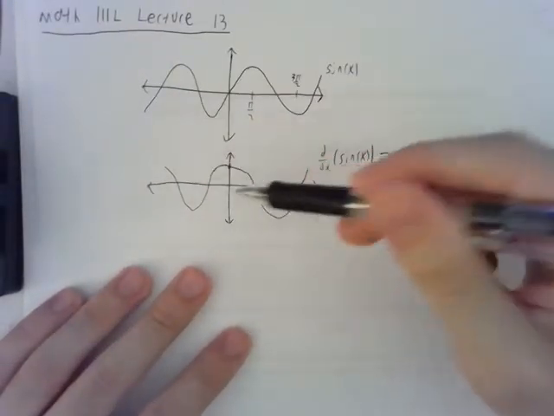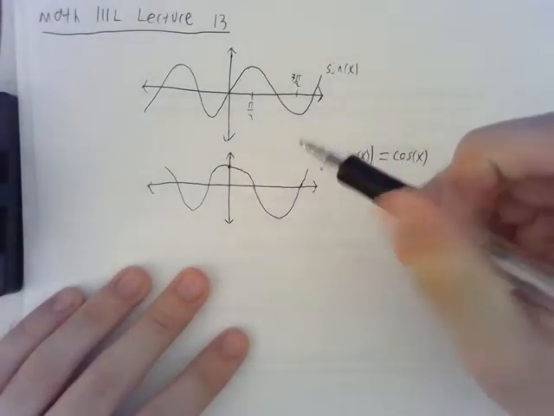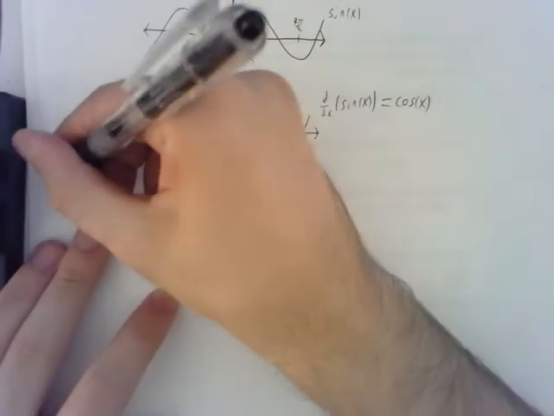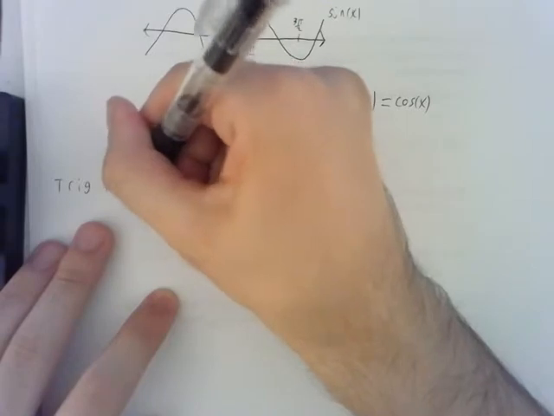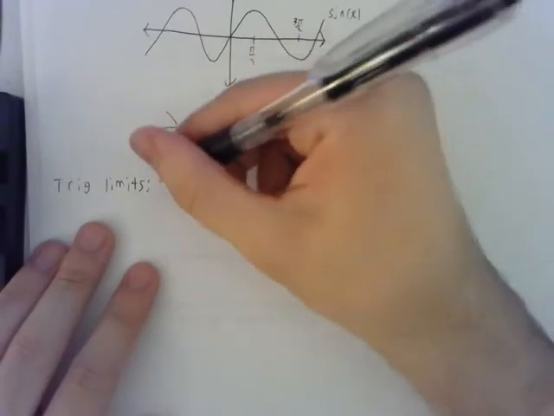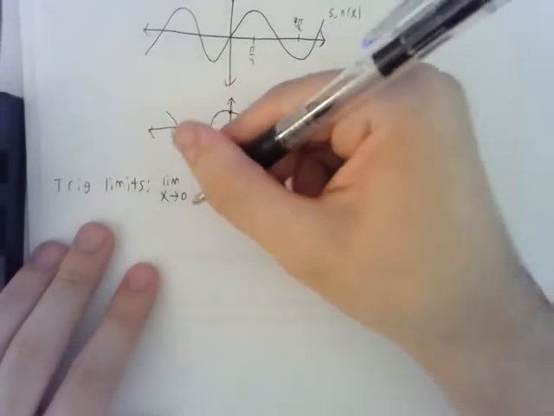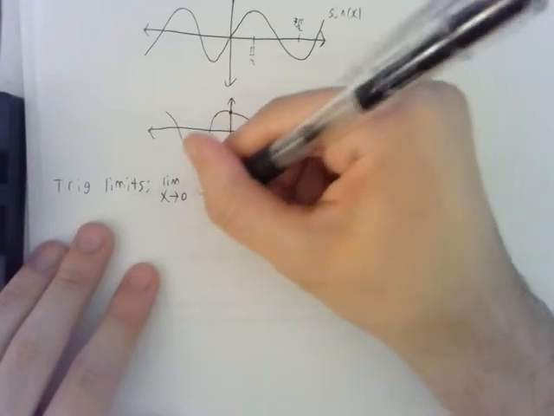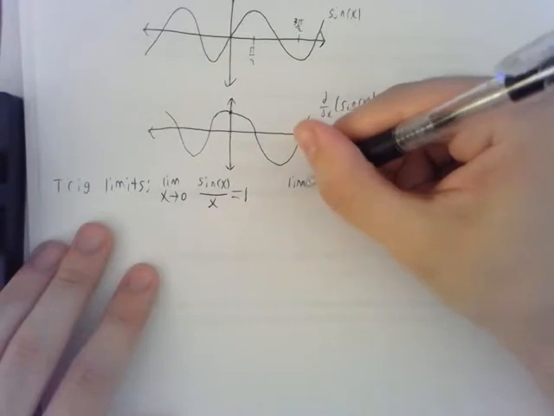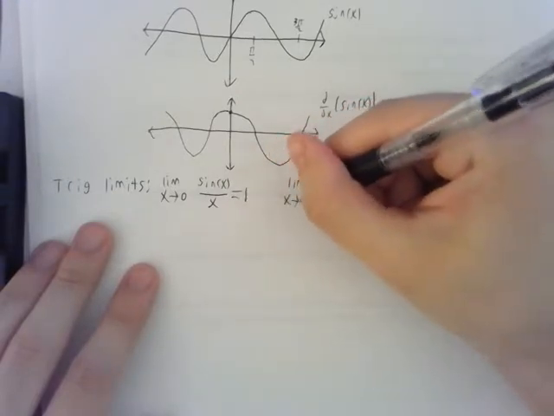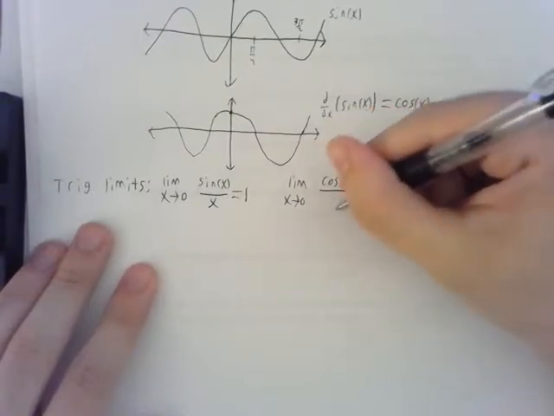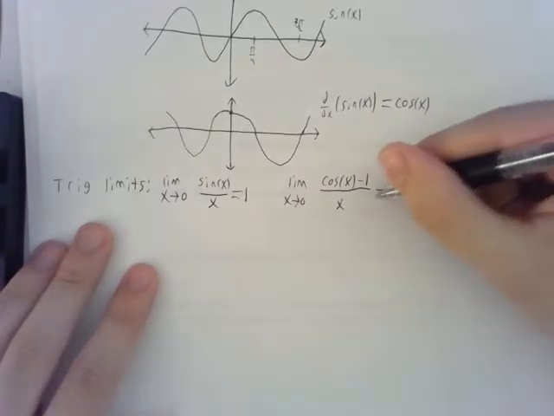But in order to prove that, it's not enough just to look at the graph. We really are going to have to look back at the definition of derivative. So we're going to need two trig limits in order to calculate the derivative of sine using the definition. The first one is that the limit as x goes to 0 of sine of x over x is equal to 1. The second limit we'll need is that the limit as x goes to 0 of cosine of x minus 1 over x is equal to 0.